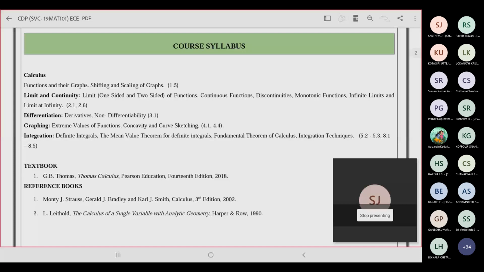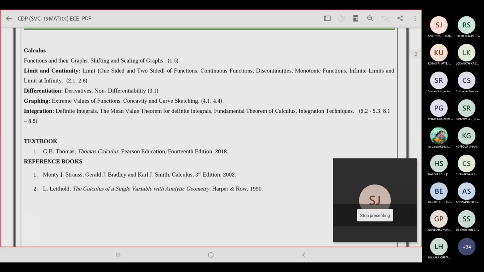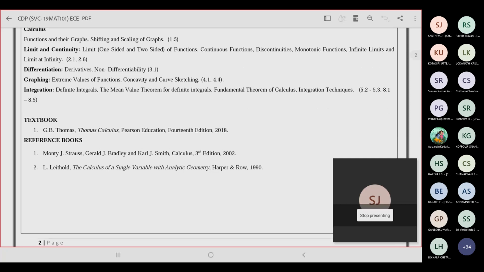So you can follow the textbook. We will follow the textbook G. B. Thomas, Thomas Calculus, Pearson Education, 14th edition. And there are two reference books. Whenever required, we will follow them; otherwise, we will follow the textbook only.